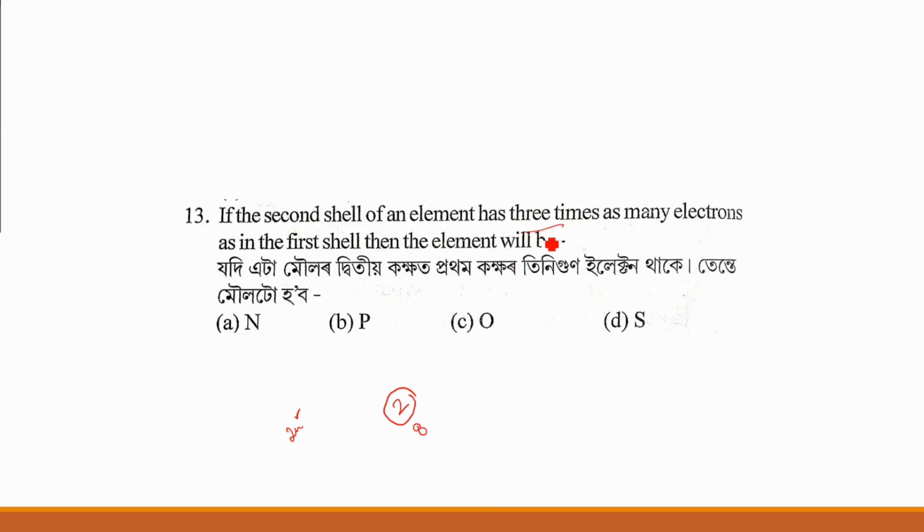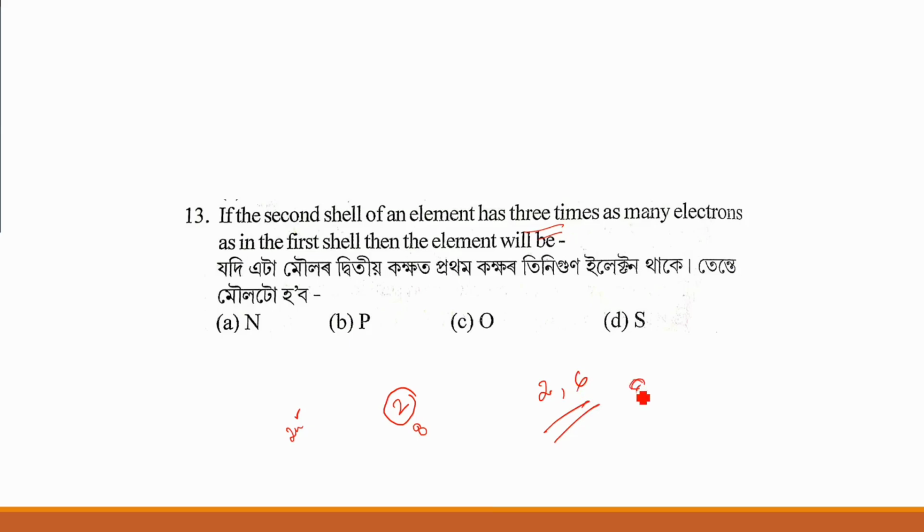3 times as many electrons as in the first cell. So our second cell will be what? Second cell will be 3 into 2, that means 6, is it not? So the second cell, as per the question, will have 6 electrons. When we add this, 6 plus 2, we are getting 8.